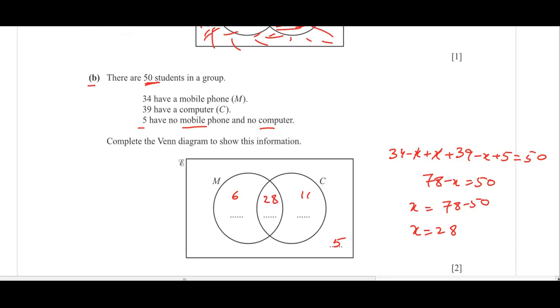All right, that easy way can be used. There are other ways also, but this is the easiest way that you can choose to complete any given Venn diagram. All right. Now next.